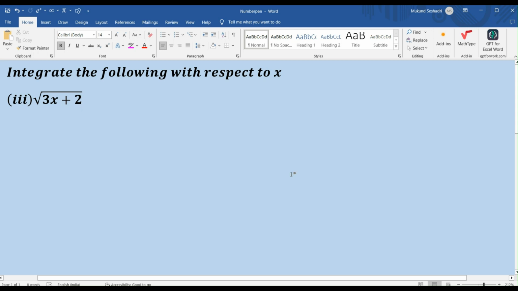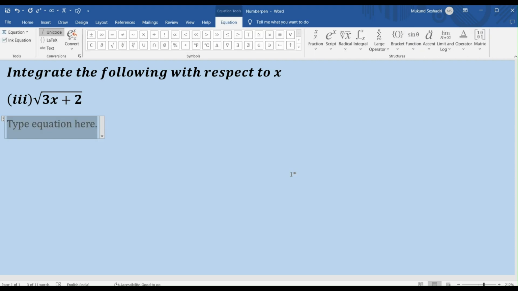So there we have the problem on our screen. Integrate the following with respect to x: square root of 3x plus 2, right? So like in differential calculus, what is our step 1? Step 1 is to identify that substitution that will reduce this particular expression to a much simpler expression, right? So let us do that.